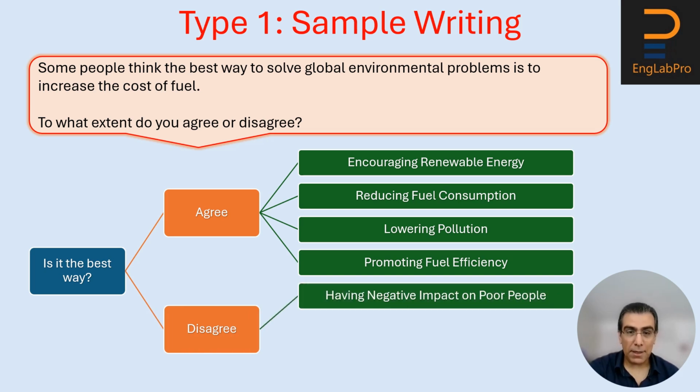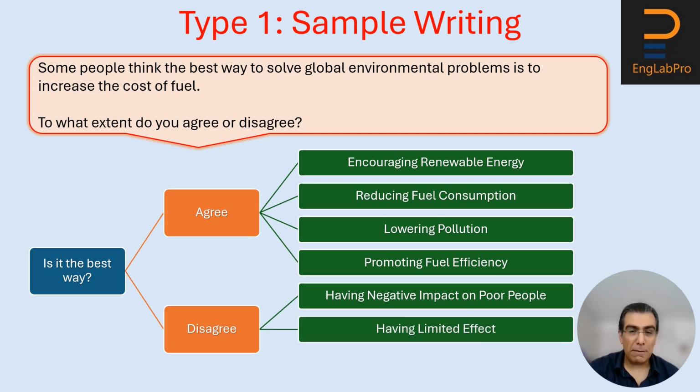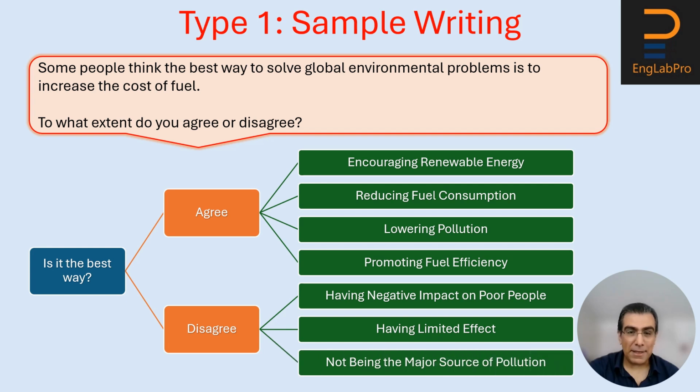For disagreeing, I can say having negative impact on poor people, having limited effect, not being the major source of pollution. I mean that the fuel of cars is not really the major source of pollution. These are the ideas that I've written down. Maybe you have some other ideas as well. I've just written some here. Out of these ideas, I guess it's easier for me to disagree with this idea. So you will see the example on the next slide.